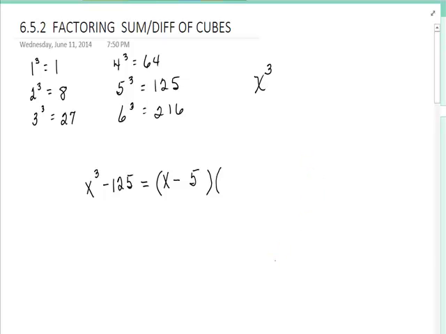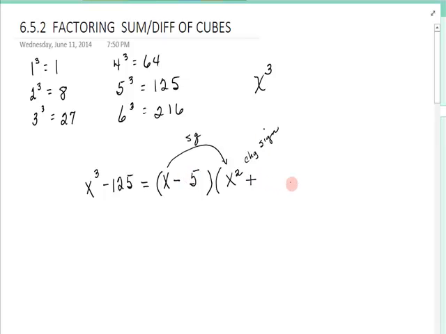Now, this trinomial, I'm going to erase that because I don't know how big I'll need this to be. Here's how you build it. The first term is the square of this. So you square that. Then you always change the sign. Whatever this is, you change the sign. So if this is a plus, this is a minus. If this is a minus, this is a plus.